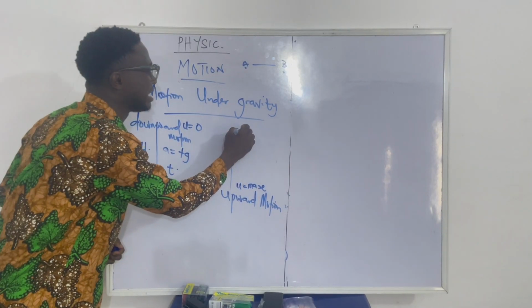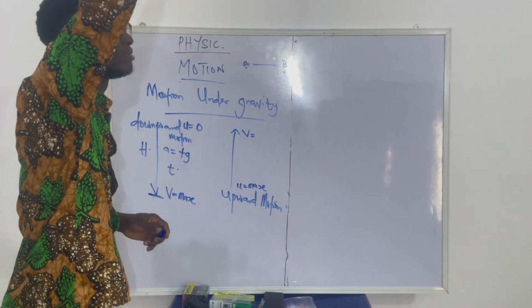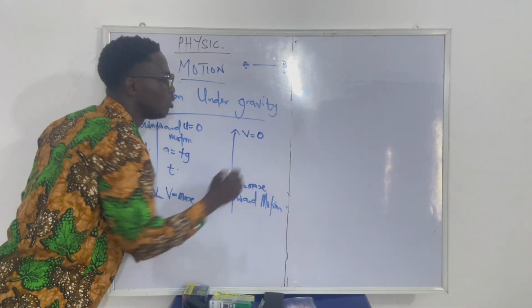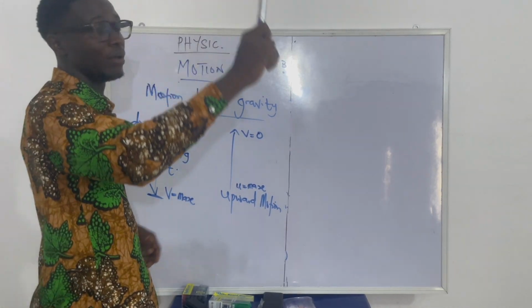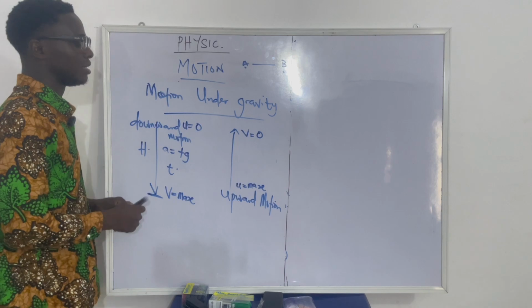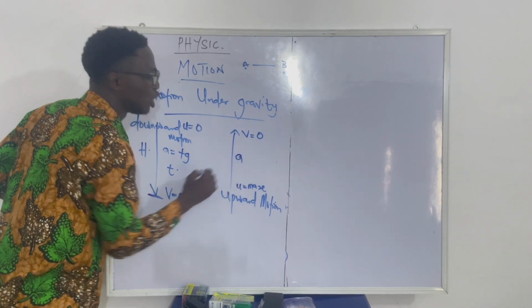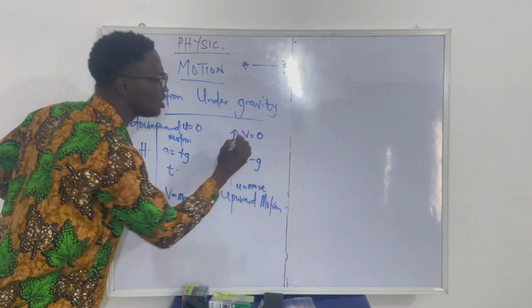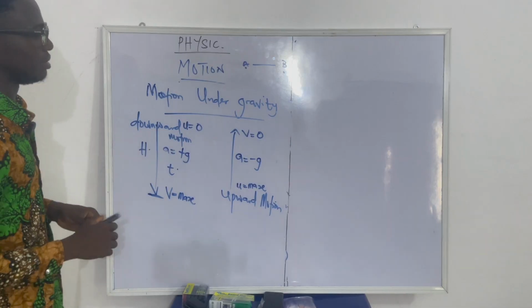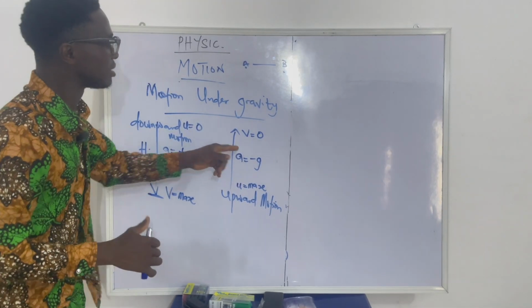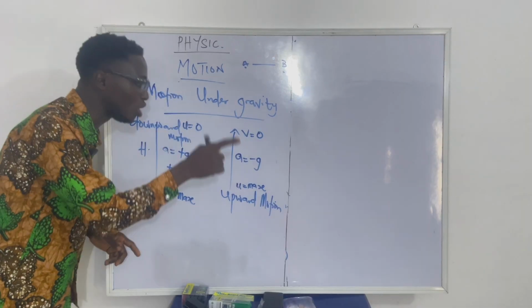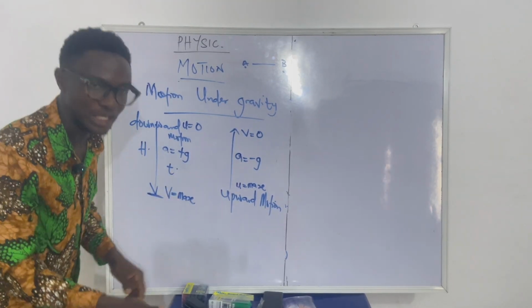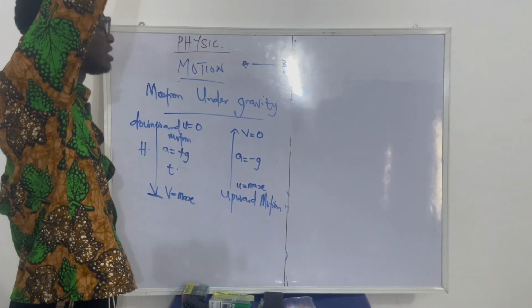Now, the final velocity at the maximum height will be what? It will be 0, because myself and yourself were not there to measure the velocity there. Now, acceleration will be minus g. The main reason why acceleration is minus g is because it's going against gravity.